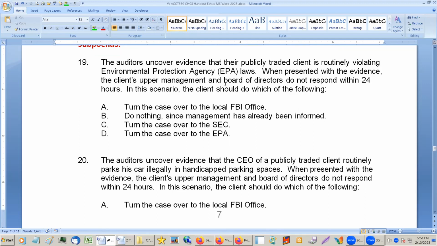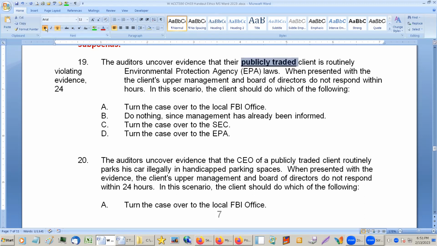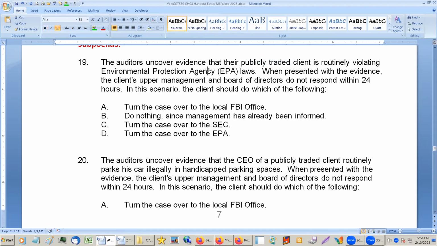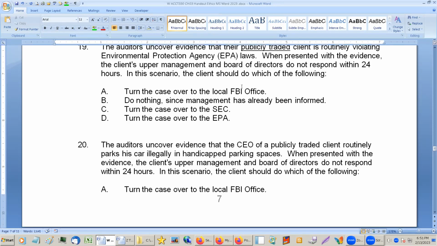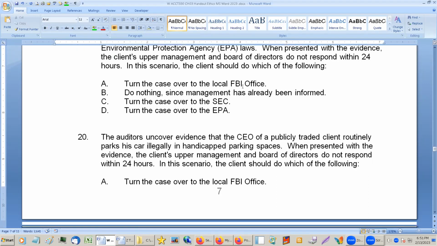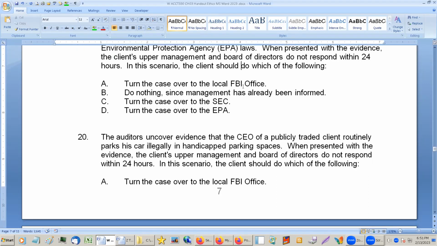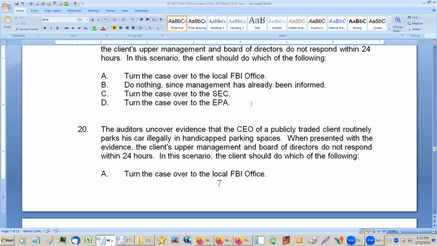The auditors uncover evidence that their publicly traded client is routinely violating environmental regulations. When presented with the evidence, the client's management and board of directors do nothing. They do not respond within 24 hours. In this scenario, the client should do which of the following?